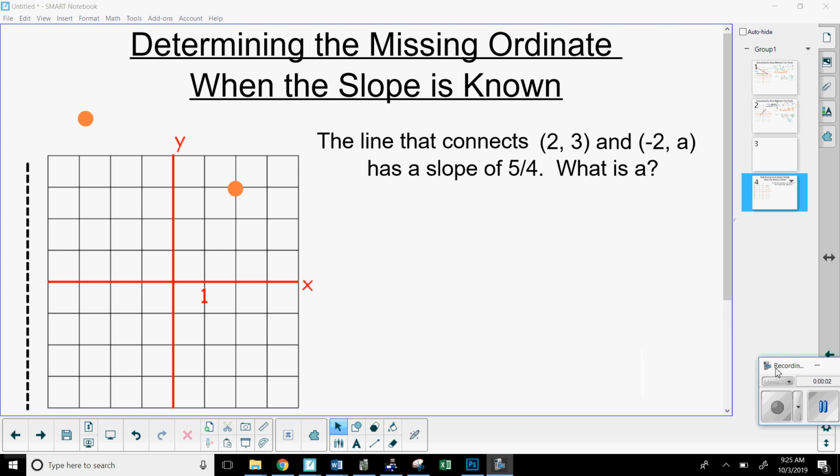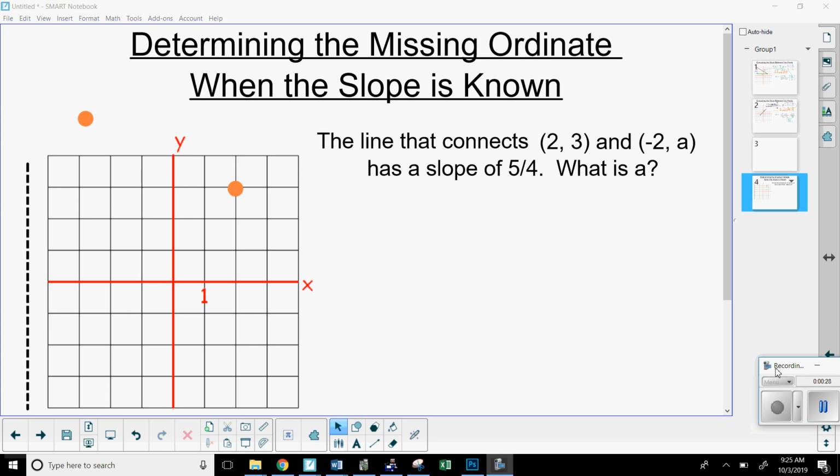Hello and welcome to this video that is going to help you learn to determine the missing ordinate when the slope is known. Okay, and I'm going to try and give you a drawing of the problem first so you understand it. What I do in the drawing is not what you're expected to do at all. It's just that if it did not have a drawing with it, I don't think you'd understand what it is you're doing while you're doing it.